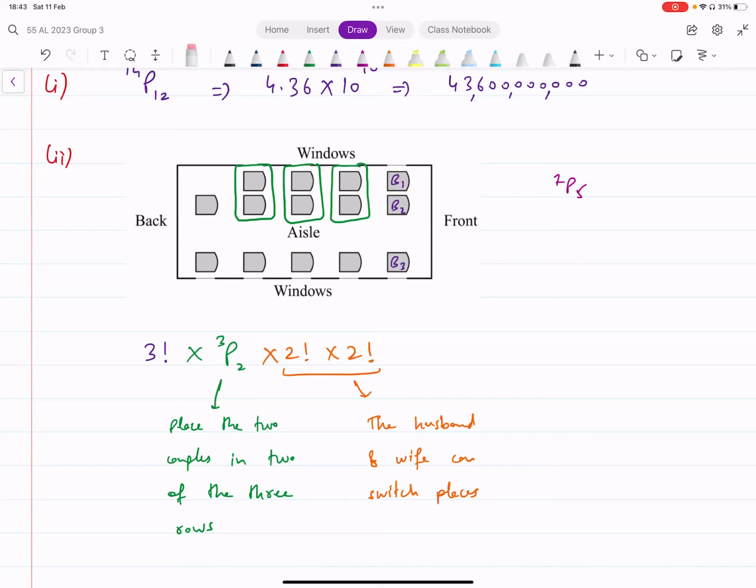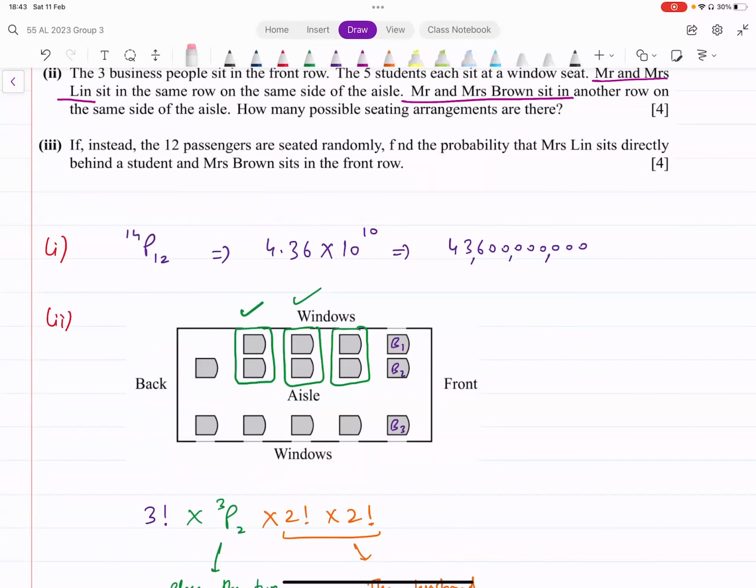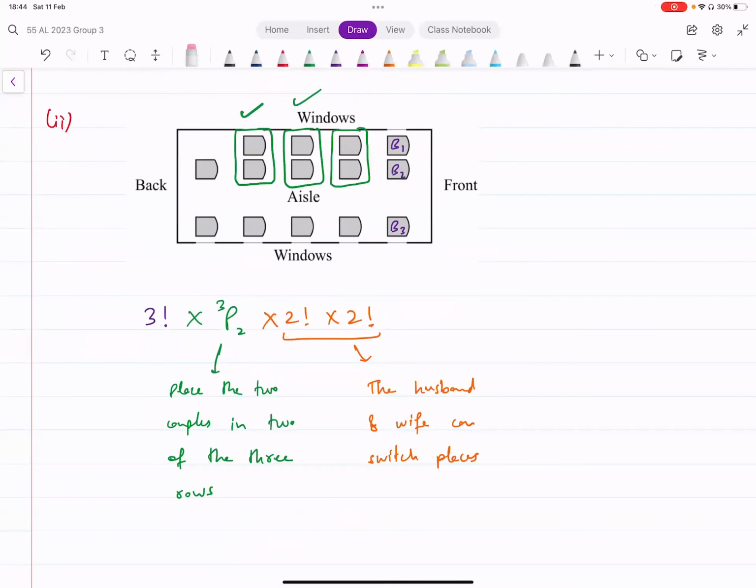Okay. Now, once this is done, एक इन 3 में से 2 में आपने couples को place कर दिया. So they are, let's say, coming here and here. What about the students now? Students के पास क्या options रह गए हैं? Right? You've got 1 window seat here and 4 window seats here. So there are 5 students and they have 5 places left to sit now. In how many ways can that be done? This can be done in 5 factorial ways. Or you could say 5P5, that's the same thing as well.